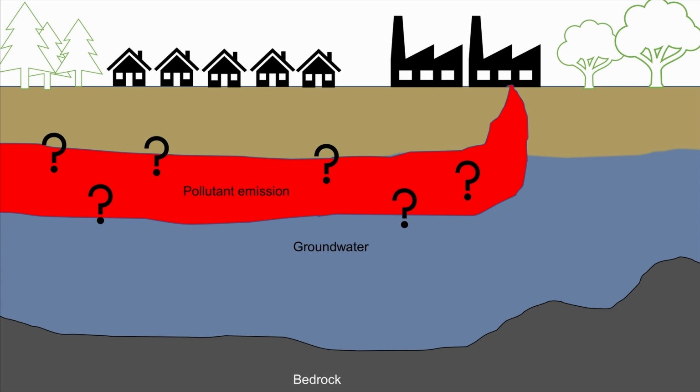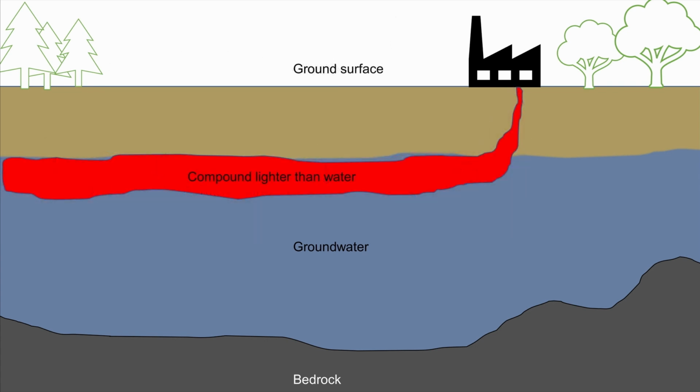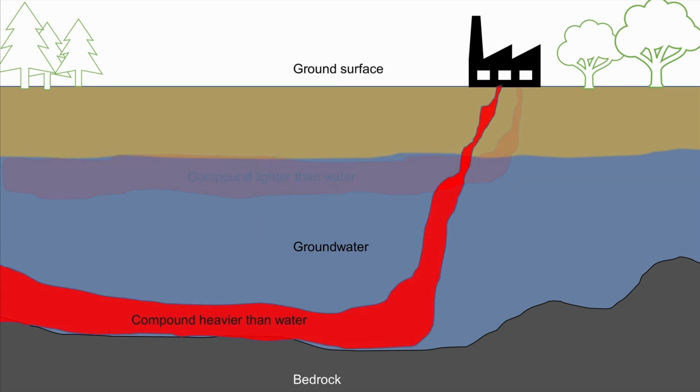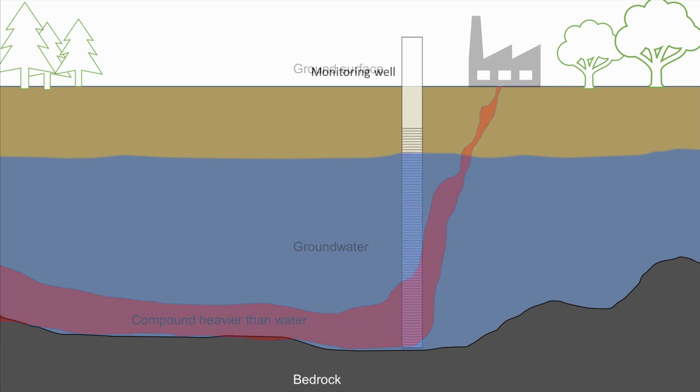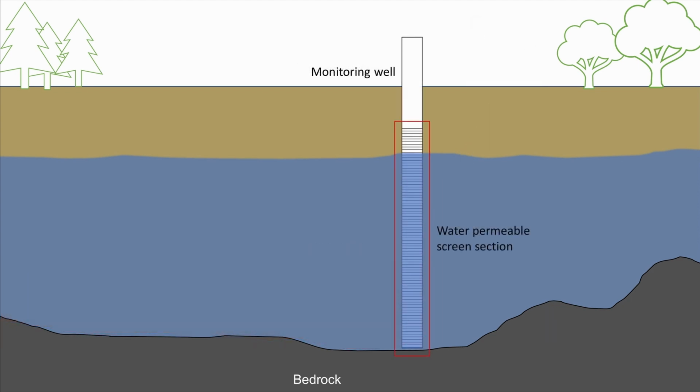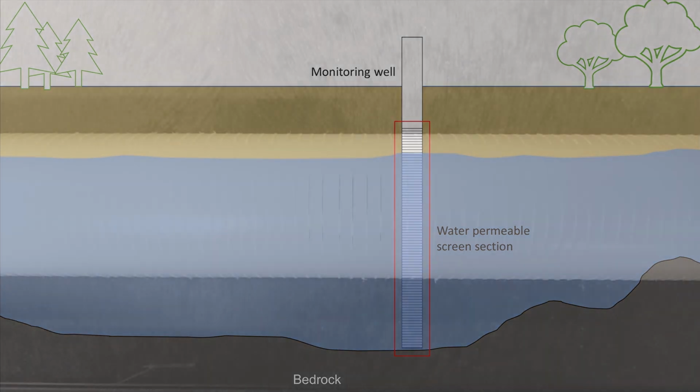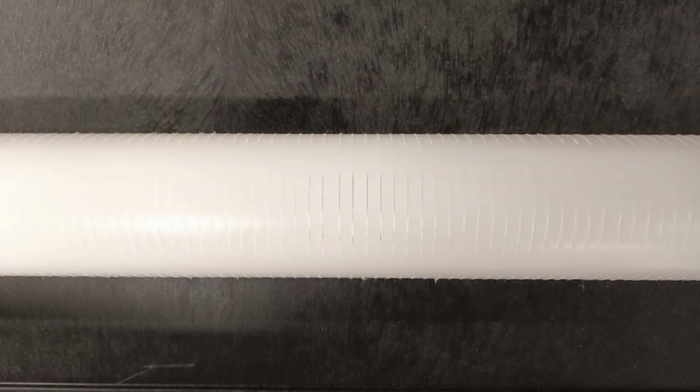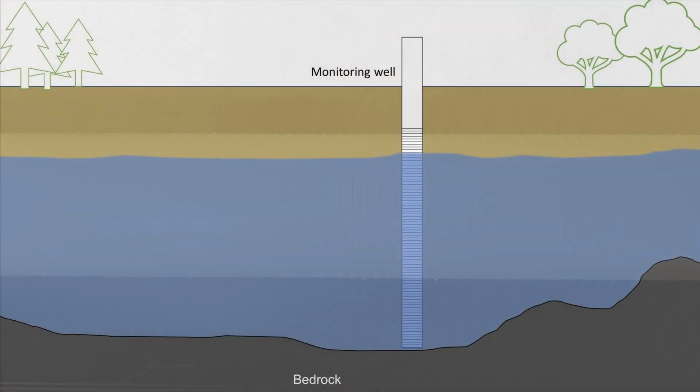What substances may have entered the groundwater? How does the substance behave in groundwater? Is the substance lighter than water or heavier? Groundwater wells are essentially pipes drilled into the ground with a water-permeable screen at the bottom. There are various structures and materials of groundwater monitoring wells for different purposes, for example based on the target contaminant.